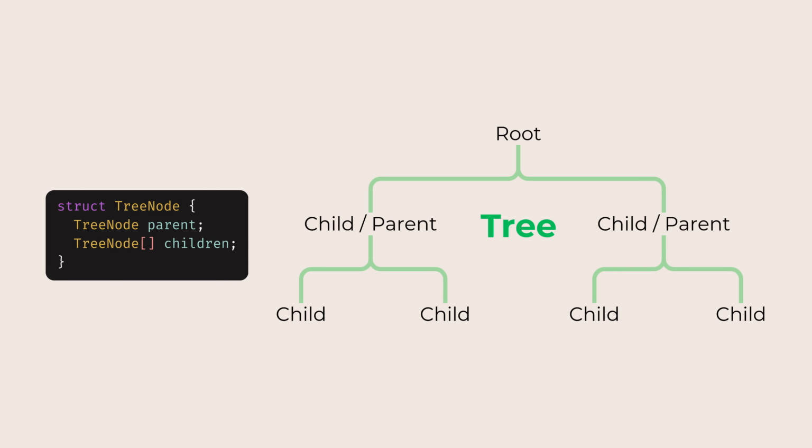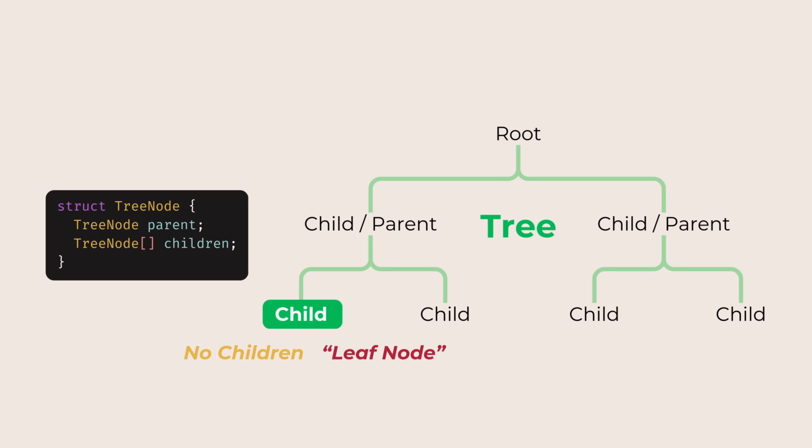Our tree starts with a single node that has no parent, called the root node. The root node can have multiple children which may or may not have children themselves, and eventually we reach a node that has a parent and no children, which we call a leaf node.